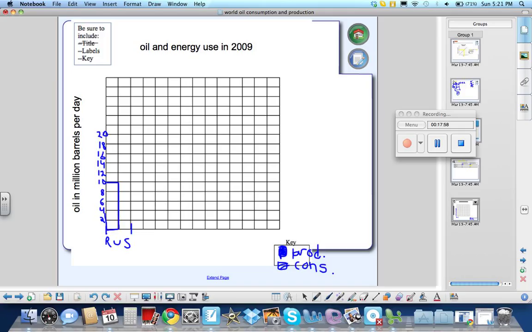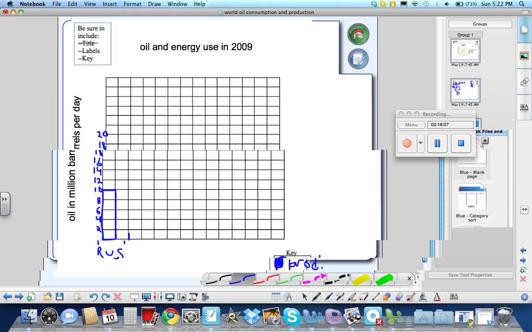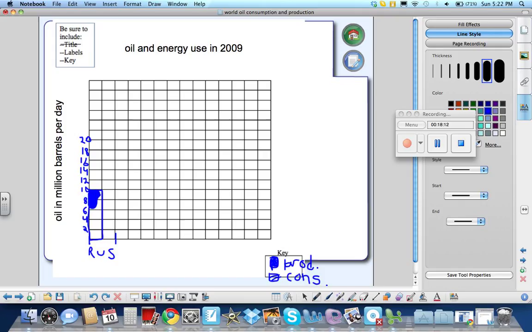And then what I'm going to do is I'm going to shade it all blue. That probably would take me a little bit of time, so let me see if I can make this just a little easier to color it. There we go. So I'm going to color it all in with blue, or whatever color you want. That's for my production.